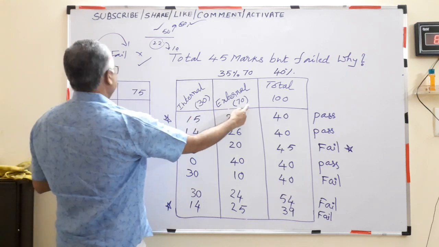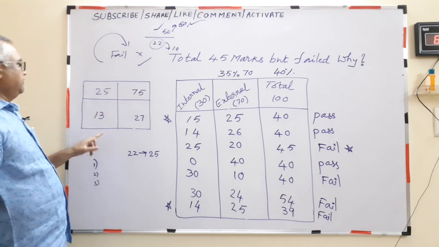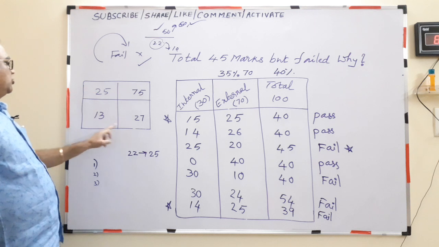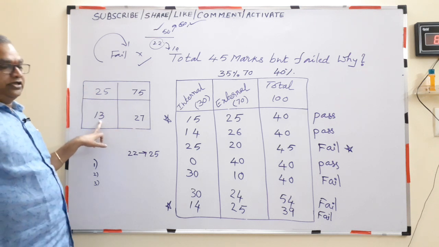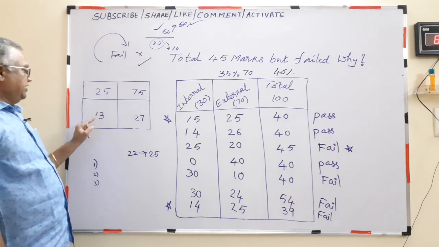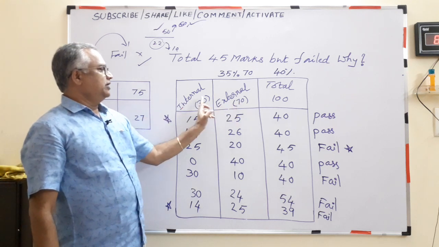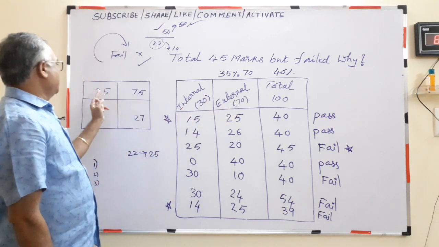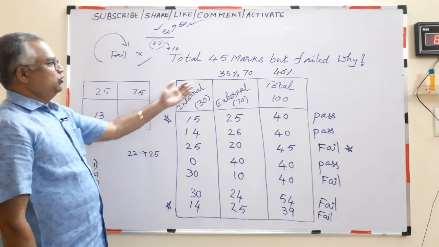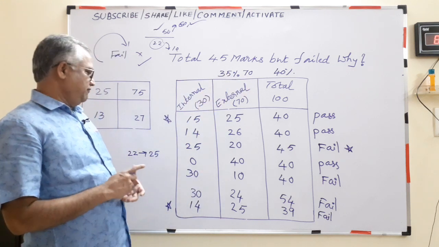This is for 30-70. If it is 25-75, so 35% of 75 is 27, and here total to be 40, this should be 13. So what is the pass mark here? 27. What is the minimum needed here? 13. 13 plus 27, 40. Here 30-70 combination 15-25, 25-75 combination 13-27. So if you know this logic, any combination you can work out yourself.